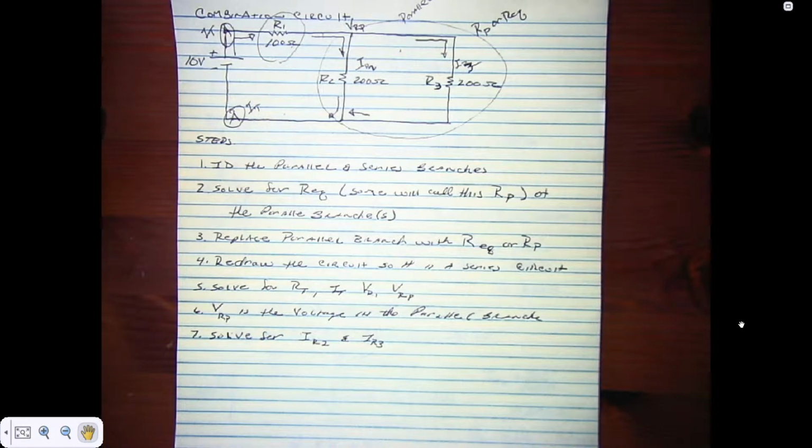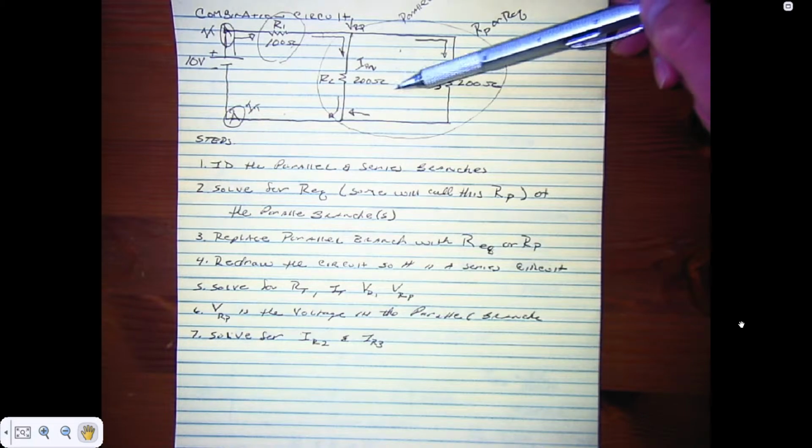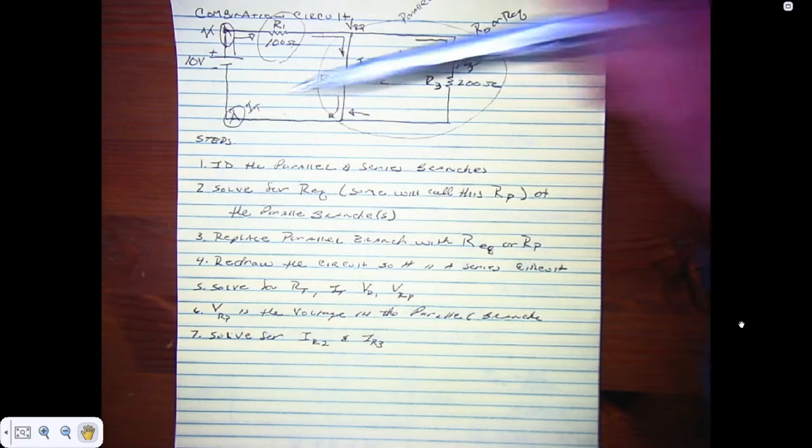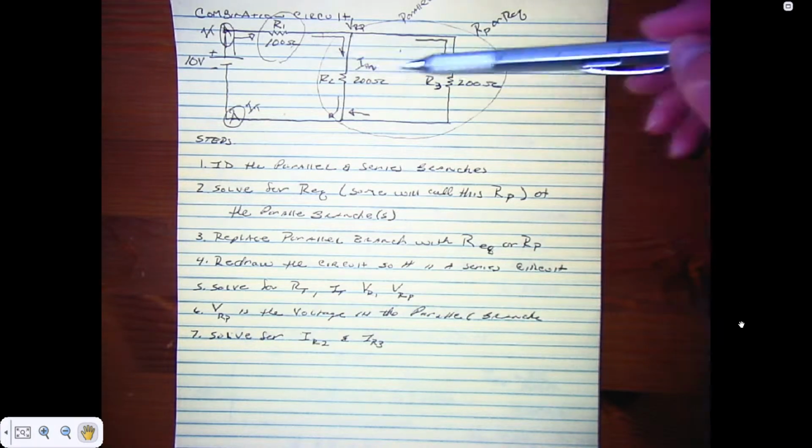So this is the third part of the course, which includes combination circuits. A combination circuit basically has a series and it has a parallel. It could have more than one parallel, it could have more than one series, but this basically gives you an idea on a series and a parallel combination.